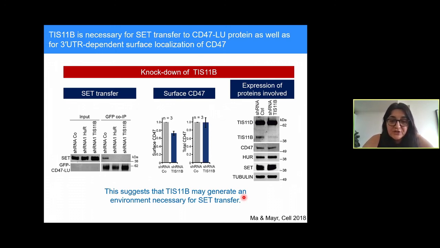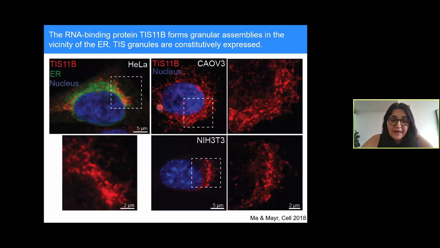So here I'm showing you immunostaining of the endogenous TIS11B. On this picture here are HeLa cells. So this one HeLa cell, in blue is the nucleus, in green is the ER, and in red is TIS11B. And you can see it forms these granular assemblies in the vicinity of the ER.